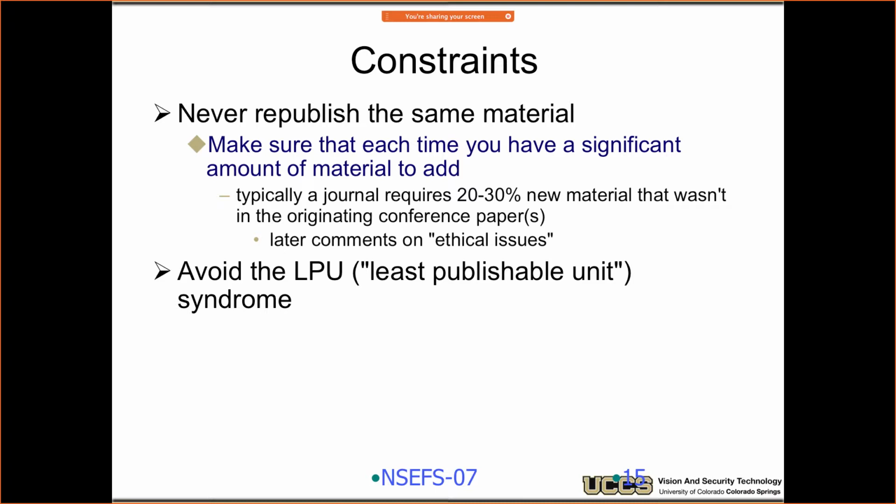My view: absolutely, never republish the same material. And this is more controversial. Lots of people say publish at a conference and then turn around to a journal. If you want more citations, that is fine. If your advisor pushes you to do it, it's normal. Lots of people do it. But if you're going to go for a journal, they're going to require 20 to 30% new material that wasn't in the original conference paper, and I'll show you an example of that. That's their minimum, so you've got to add 20 to 30%.